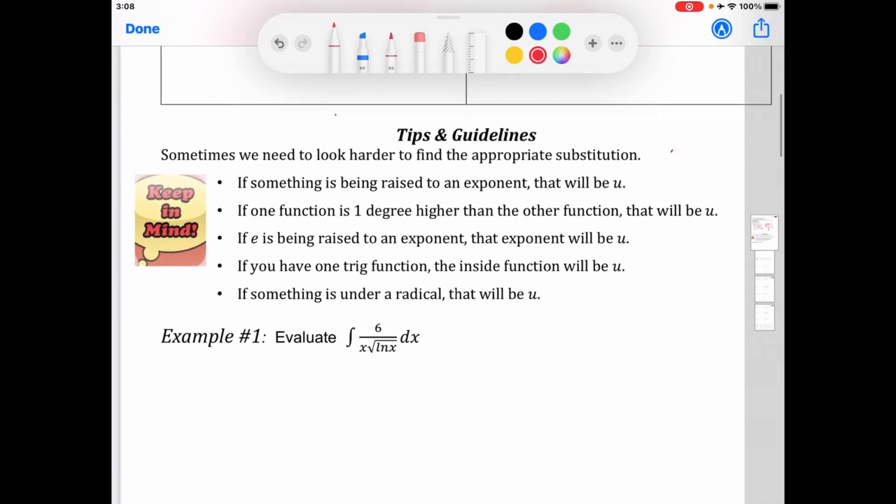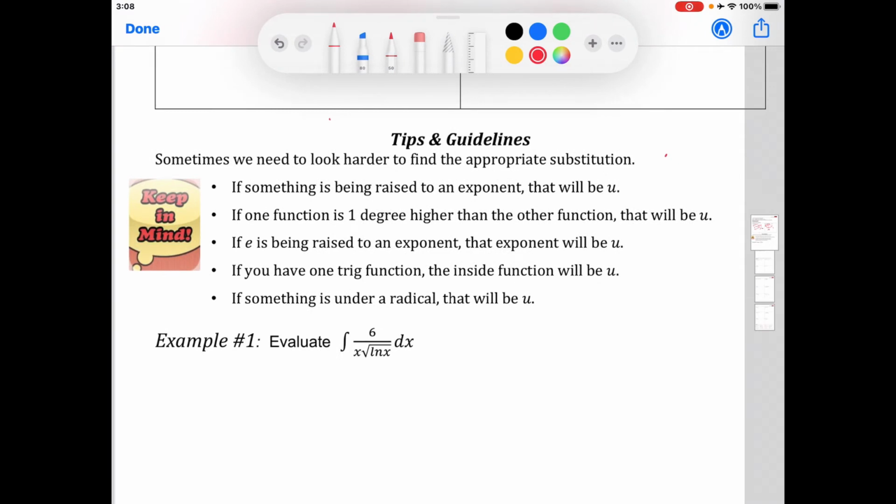Some tips and guidelines that you want to keep in mind when you are doing U-substitution. If something is being raised to an exponent, that will be your U. So I'm going to underline those so that you can refer back. If one function is 1 degree higher than the other function, then your higher degree function will be your U. And if you have an e, your exponent will be your U. And if you have a trig function, the inside of the trig function will be U. And if something is under the radical, that would be U.